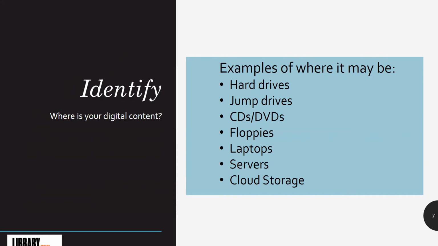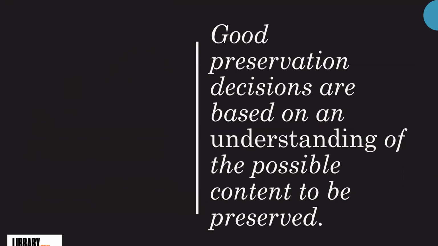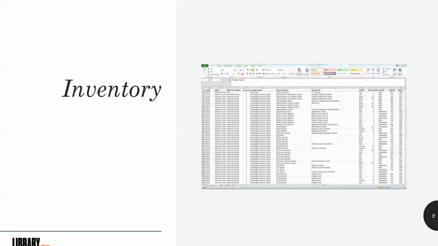So the reason we want to know what we have and where it is is because good preservation decisions are based on an understanding of the possible content to be preserved. We want to know where to start and what to prioritize. Otherwise, it can be overwhelming to approach digital preservation. And so the easiest way to get organized and to get started is by creating an inventory. Now, the inventory doesn't have to be super complicated or in depth.